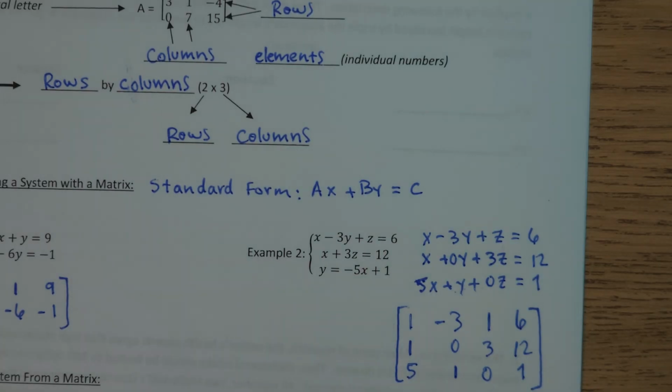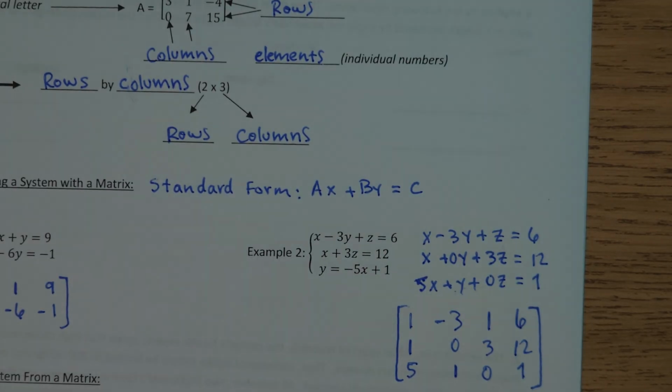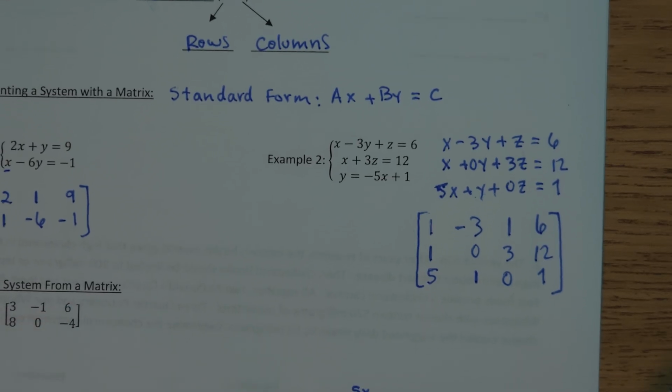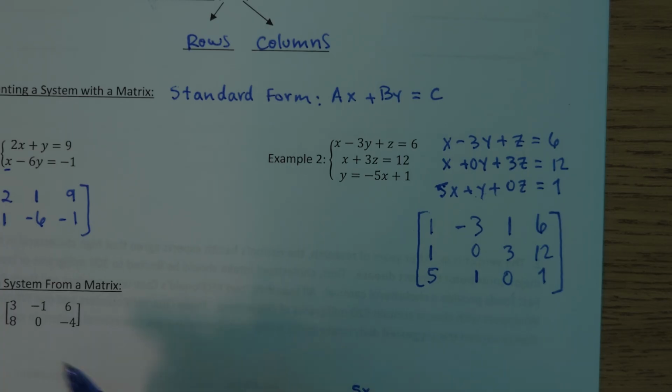All right, so what about part B? Part B says writing a system from a matrix. Notice the 3 always corresponds to the x, this is -1, that's y, and this is a constant. To go from a matrix to a system, you would just notice that this is a 3, so that means 3x. This is minus 1, so that means minus y, and that equals 6.